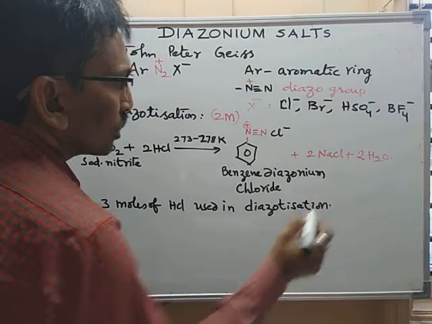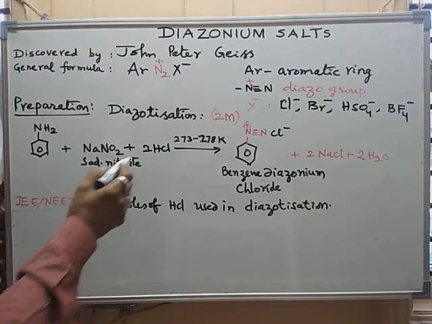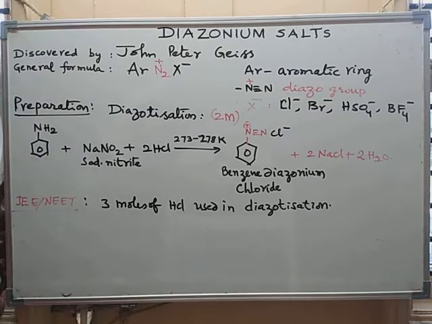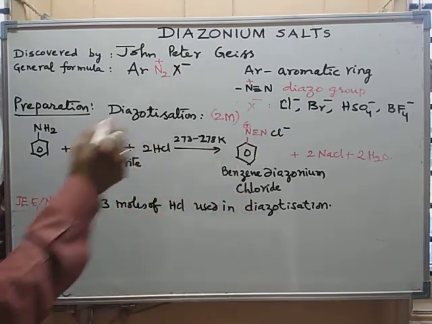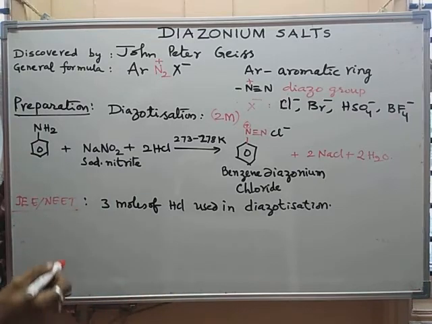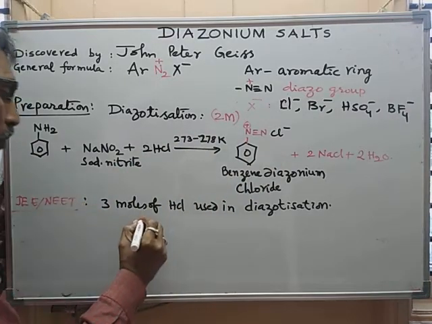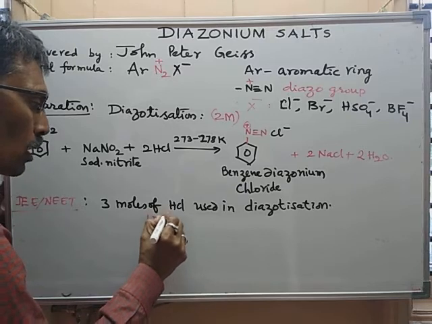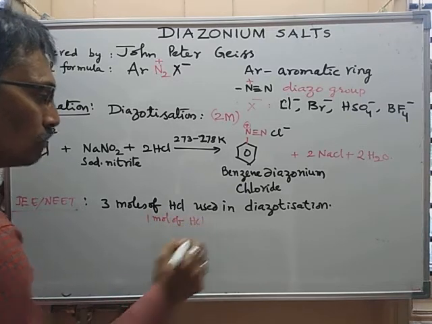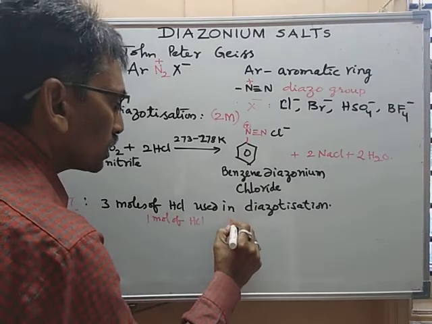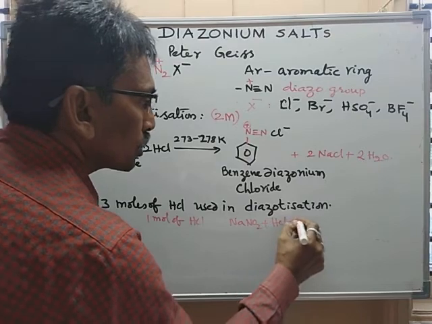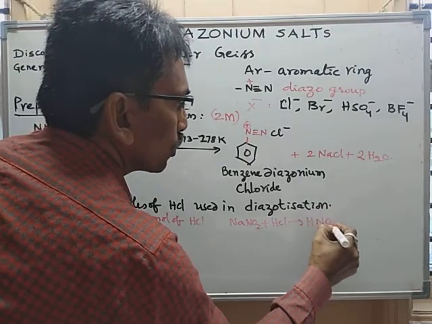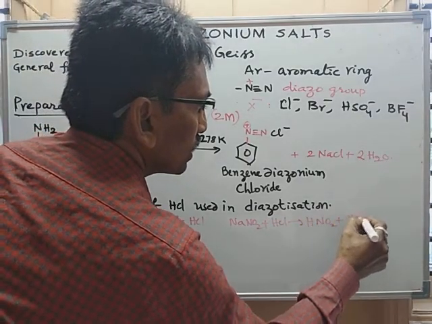But in the balanced equation, what is observed? In the balanced equation, only 2 are present, and what about the other one? The other one is nothing but to maintain or carry out the reaction mixture in acid medium. So 1 mole of HCl, for what purpose? NaNO2, HCl produce an acid, HNO2, nitrous acid, and NaCl.